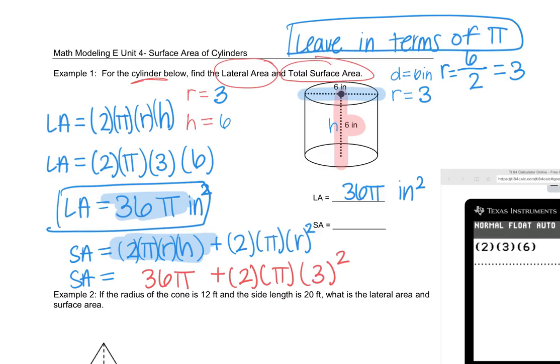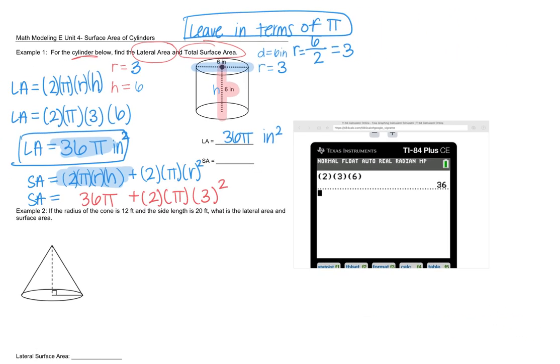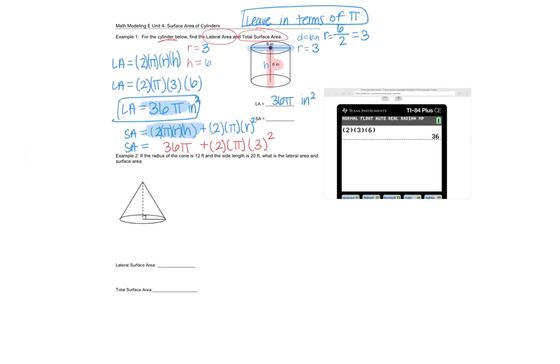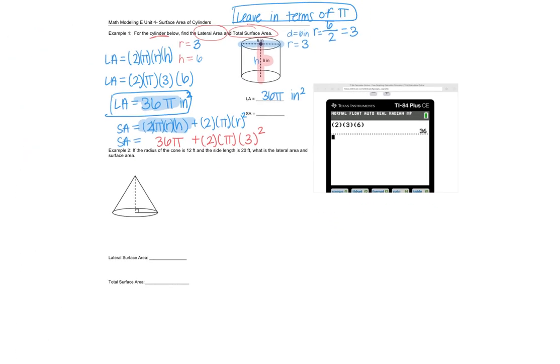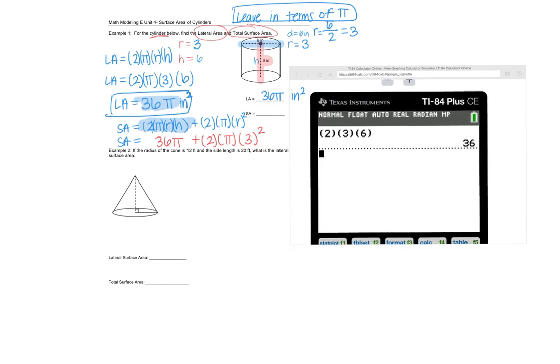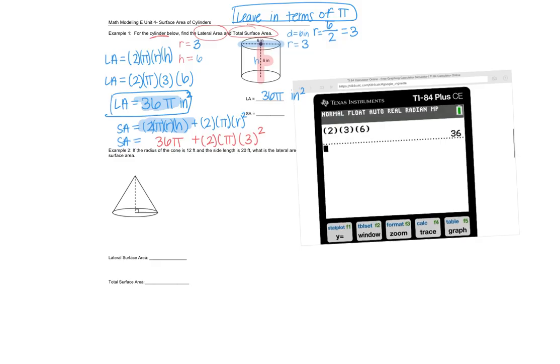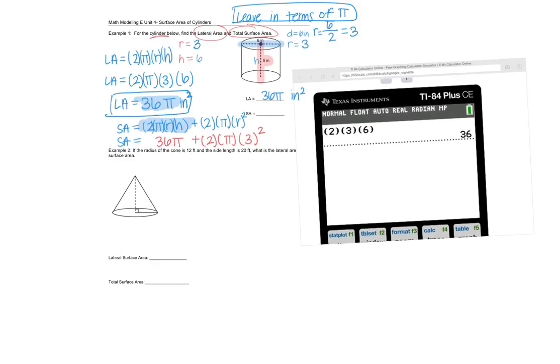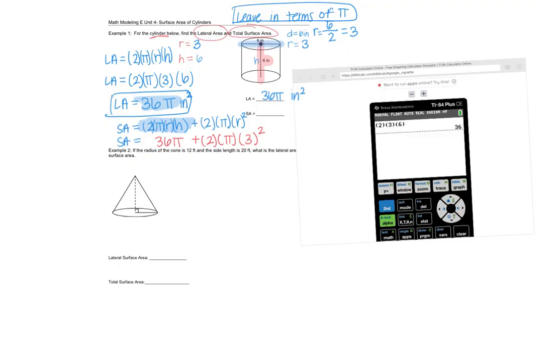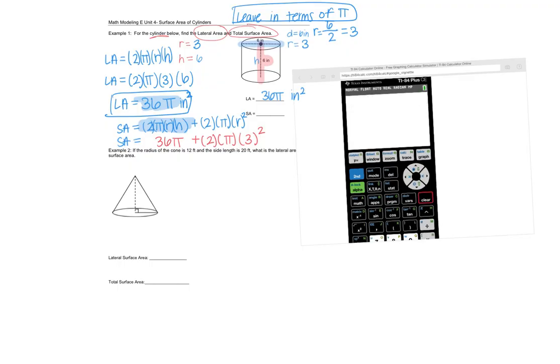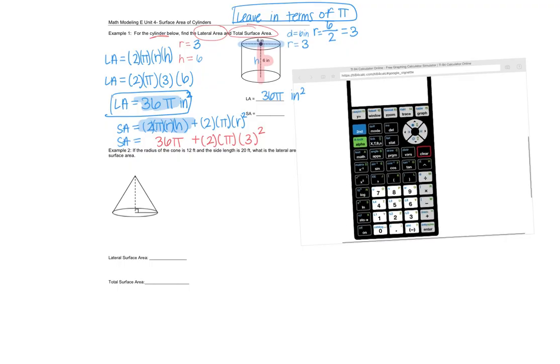Okay, I'm going to put this whole thing in my calculator. All I'm going to do is exclude the pi's. Everything else is going to go into the calculator. Okay, I'm going to put everything except the pi's.